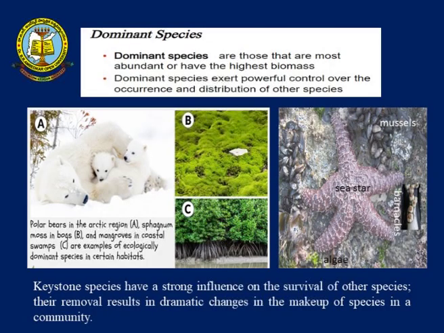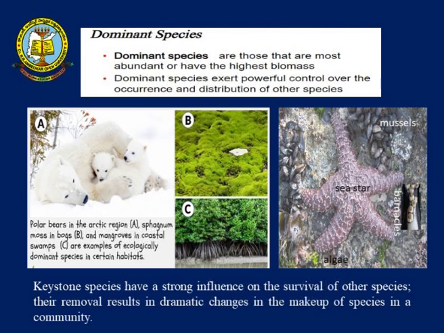Now, when you are talking about dominant species, these are the most abundant, or they have the highest biomass, that is, the more the number and the larger the size, the more biomass they give back to the ecosystem. And the dominant species exert powerful control over the occurrence and distribution of other species. That is, dominant species have control over other species, whether they are going to bloom excessively or whether they are going to be kept under check, is what is called dominant species exerting powerful control.